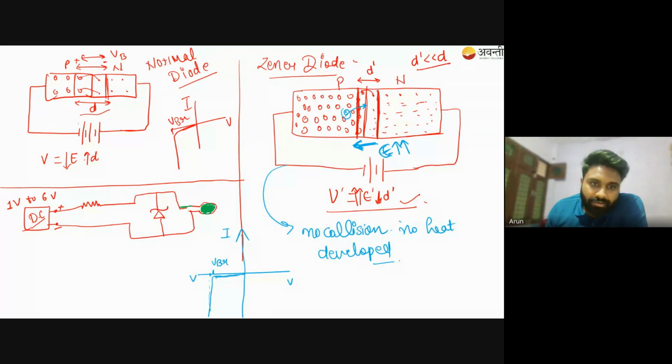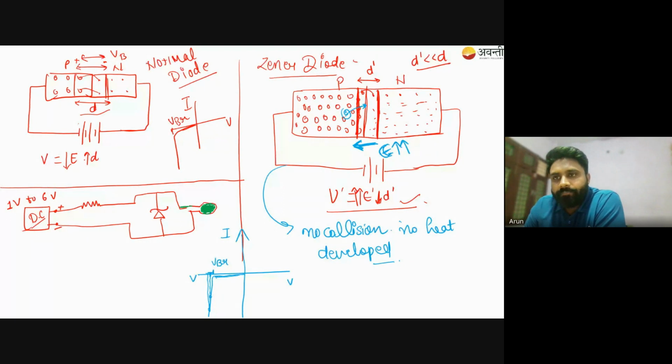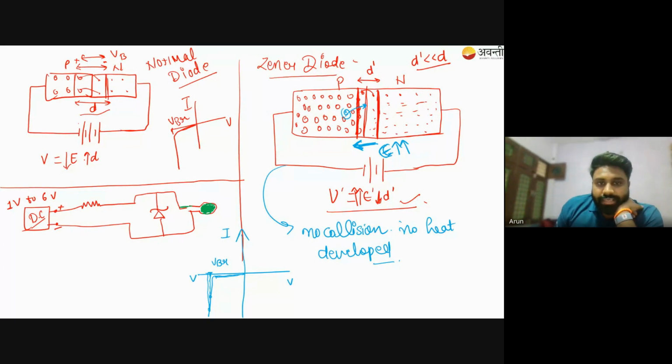Or you can say, if you further increase the current, there is a very small change in the VBR voltage. So voltage remains constant even if a huge current is flowing through this Zener diode. Okay, because it will not burn out, because there is no heat developed. So that is why we can use this Zener diode as the voltage regulator.